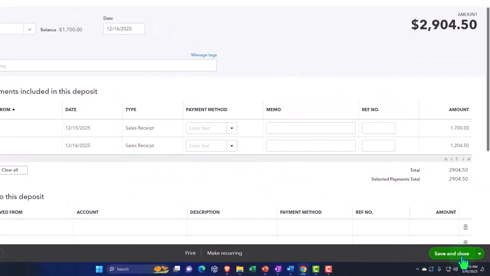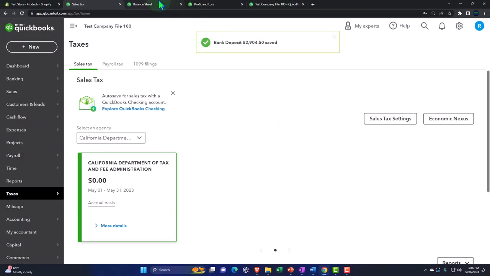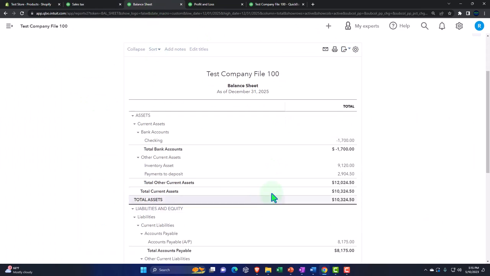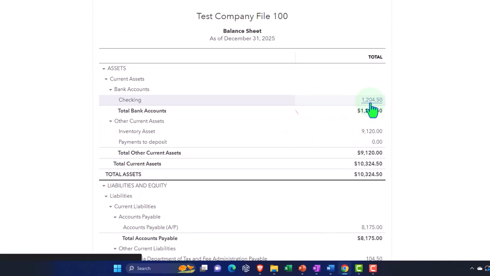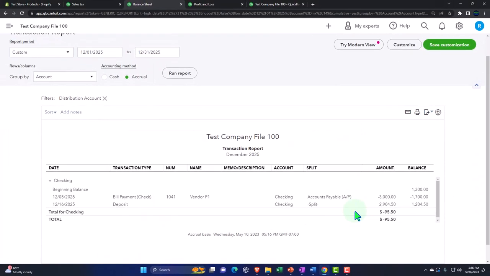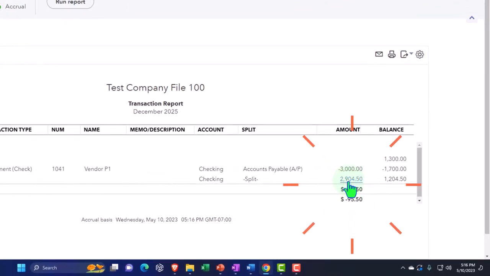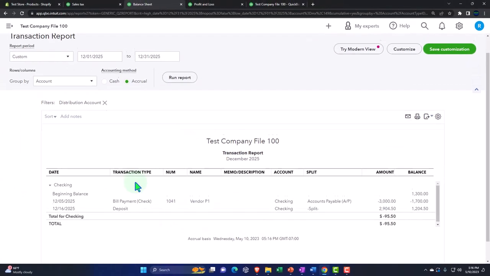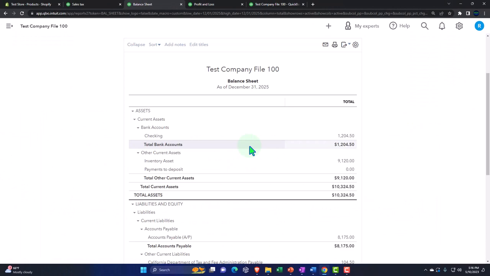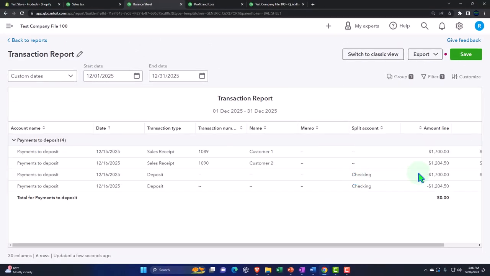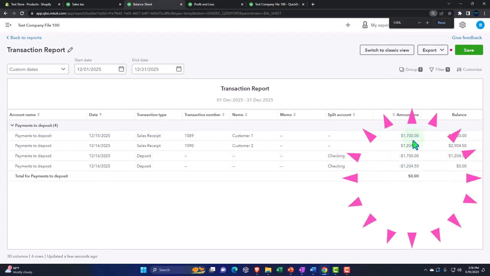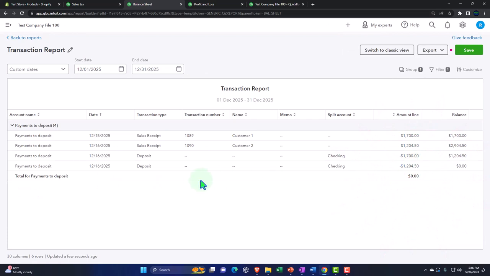So let's save it and close it and see what happens. So if I go to my checking, let's run it. So now in my checking account, we pulled the deposit into the checking account. That would match what hits the checking account with the bank feeds, and it'll reconcile to the bank reconciliation, and the payment account went back down, and it shows the payment to deposit. It shows the increases and decreases line item by line item, which is quite nice.